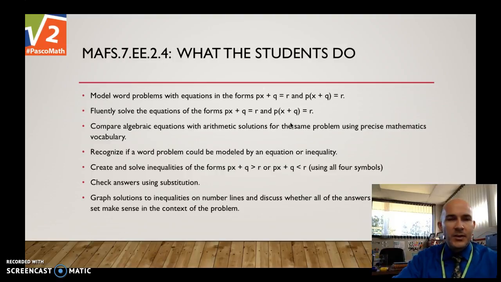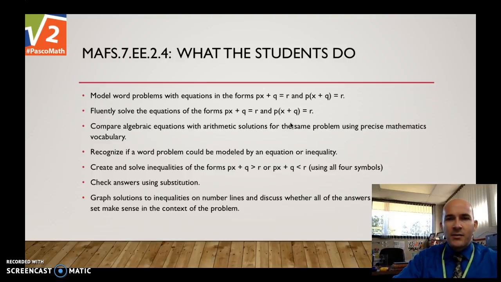So what should students be doing? They should be able to model word problems with equations in the form px plus q equals r and p times the quantity x plus q equals r. They need to solve fluently the equations in those forms and compare algebraic equations with arithmetic solutions of the same problem using precise math vocabulary. So again, problems that they could solve through number sense, and then also have them connect the equation piece.